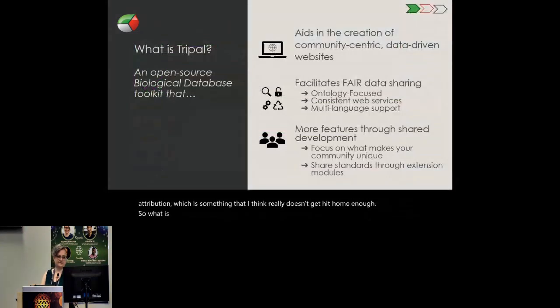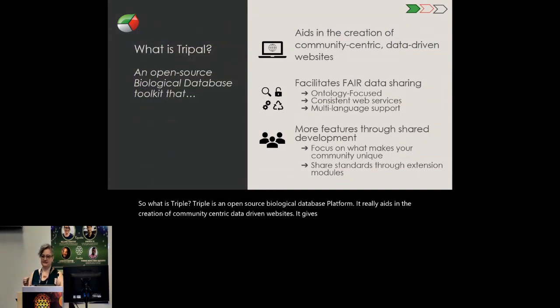Tripal is an open source biological database platform. It really aids in the creation of community-centric data-driven websites. It gives a place for your community to really get together and share what they know. It facilitates FAIR data standards with ontology focus. It has consistent web services. It also has language translation support through the underlying platform to really help get that out and make it accessible to people in other languages.